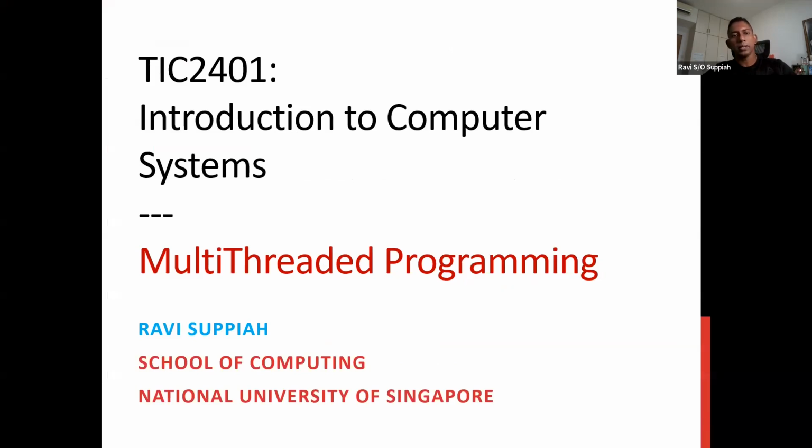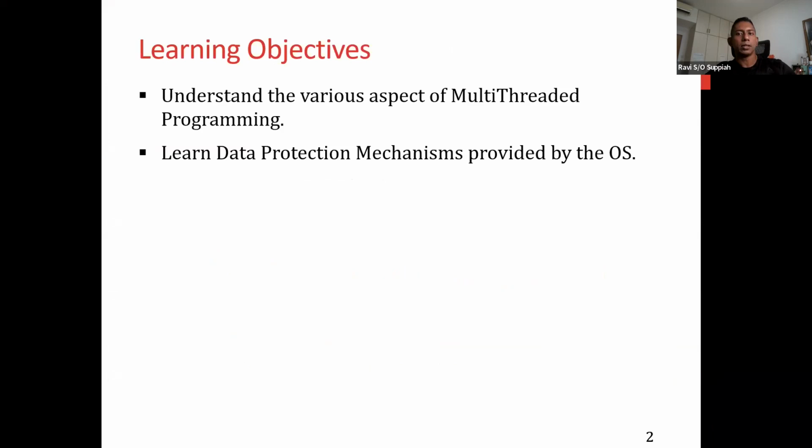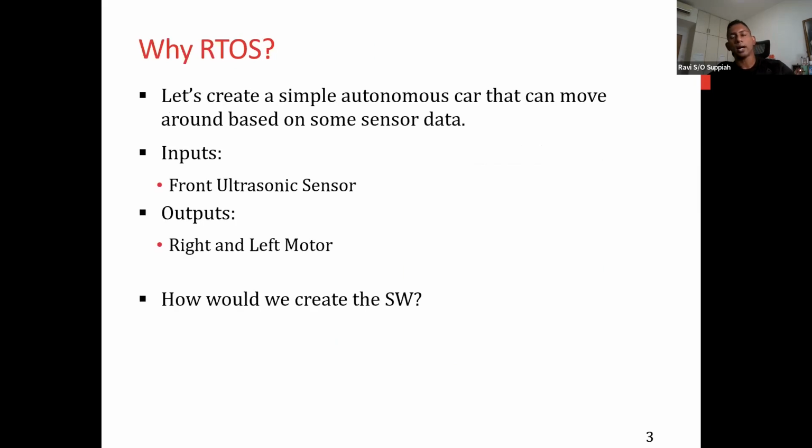In multi-threaded programming, we are going to be looking at all the various aspects of it in this lecture, as well as things like data protection. Another thing is how different threads or different tasks can communicate with each other. So we're going to talk about a few different aspects of multi-threaded programming. And why RTOS, or why an OS in general, is something we discussed last lesson.